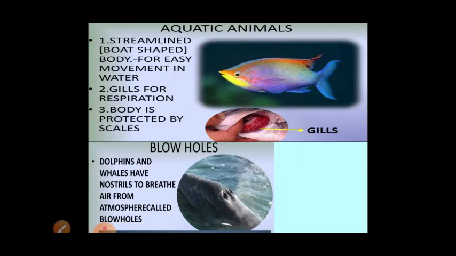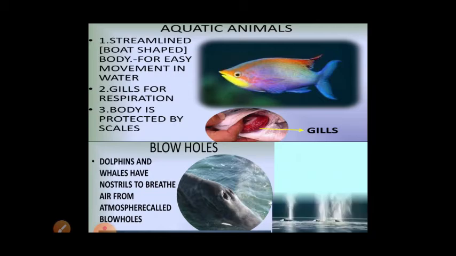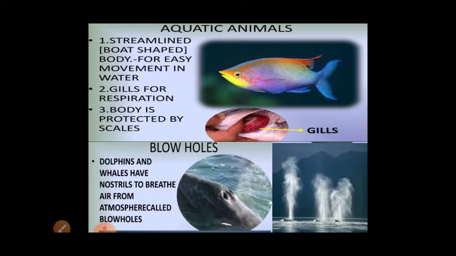So, blowholes. Blowholes means the dolphin and whale have a nostril to breathe air from the atmosphere. That is called a blowhole. You might observe they will take in air, and after some time they will throw out the water like this. Okay, so this we can see in the blue whale. They breathe air through the nostril, and they throw out the water like a fountain.